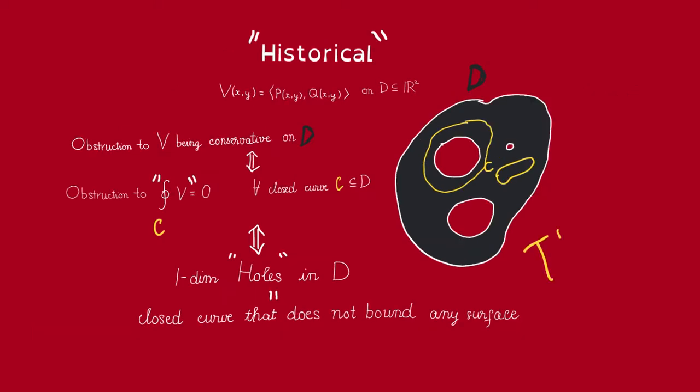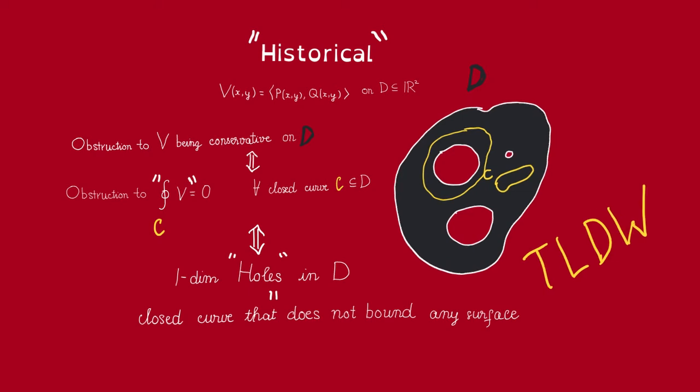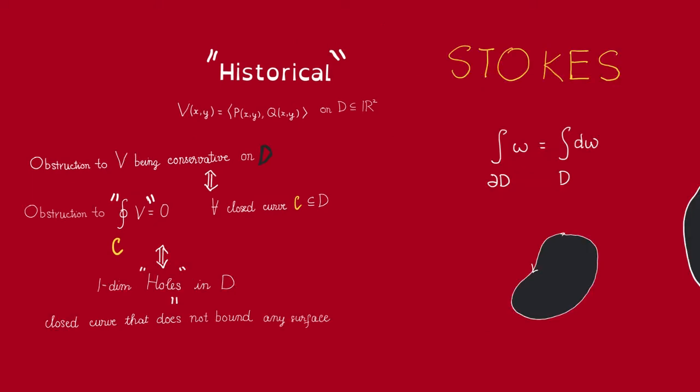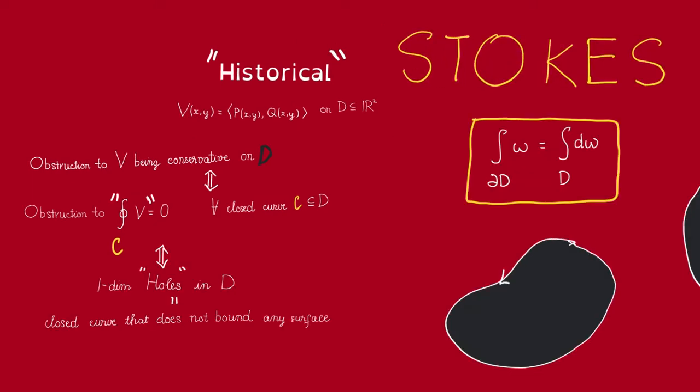Now, that was our TLDW, and if you got it, you could leave now, since we will not be using the rest of this discussion for the course. However, if you're interested in details, if you want to know why we have these equivalences, then keep calm and watch on. All of this comes from Stokes' theorem, which says that the integral of a differential form omega along the boundary of a region D is equal to the integral of d omega, the exterior derivative of omega, on D.